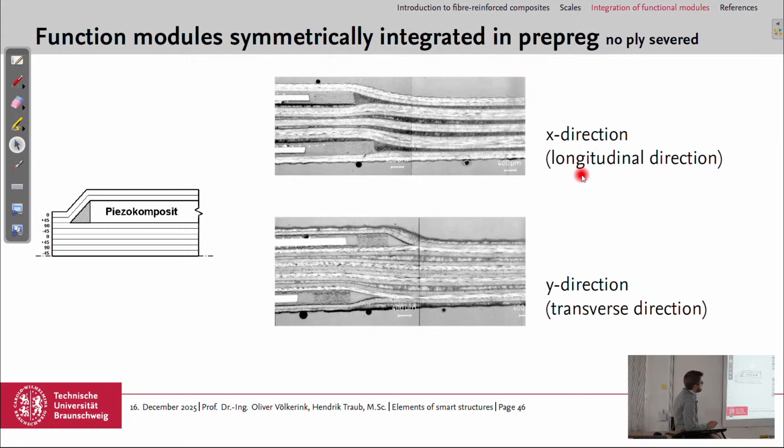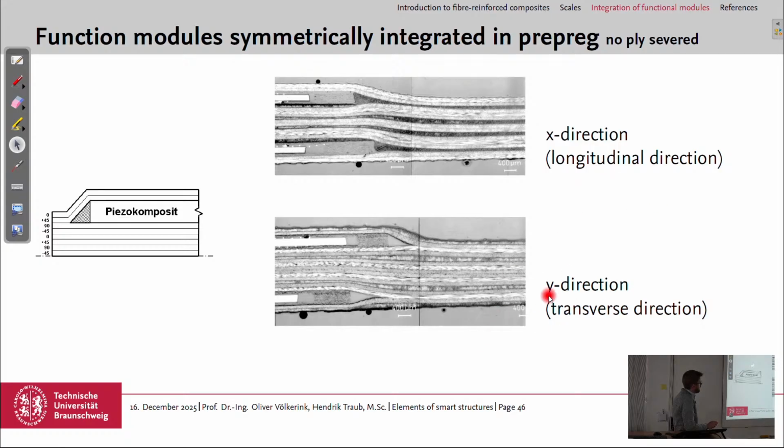The option without plies severed, so resin pocket here, but no plies cut, looks in real like this. You have the functional modules here, and again here and here. So this microsection is in X direction, longitudinal direction.